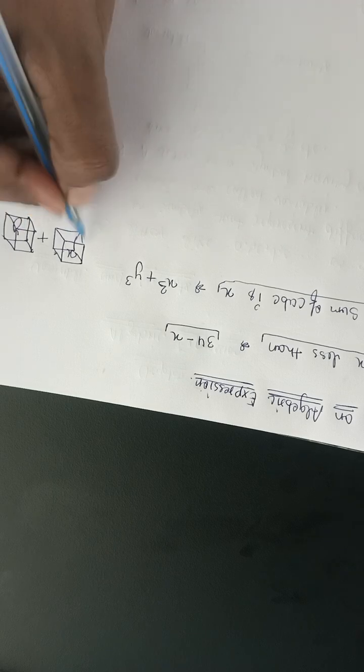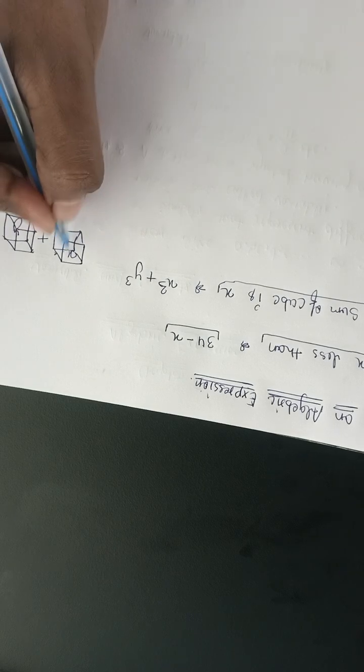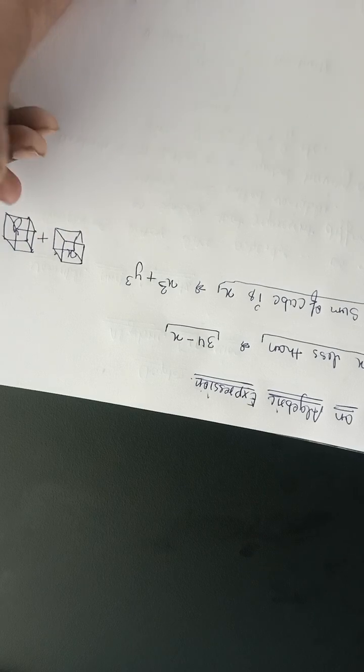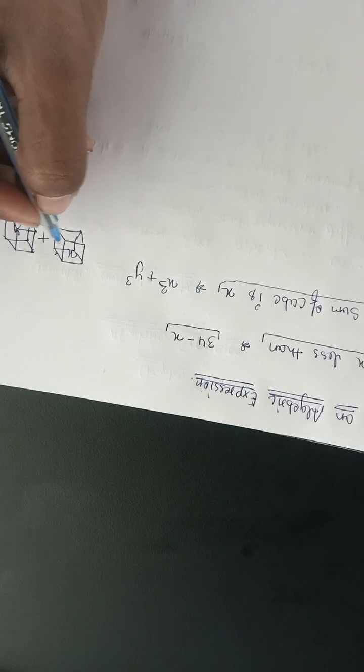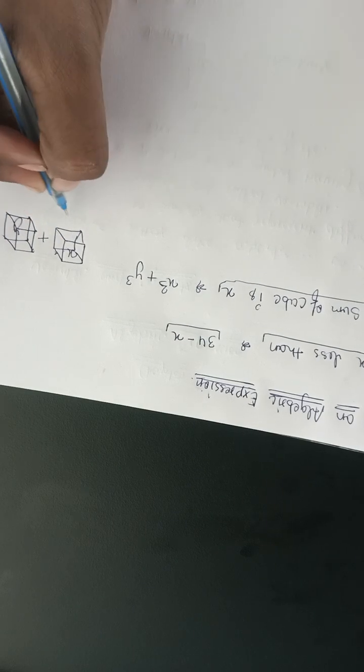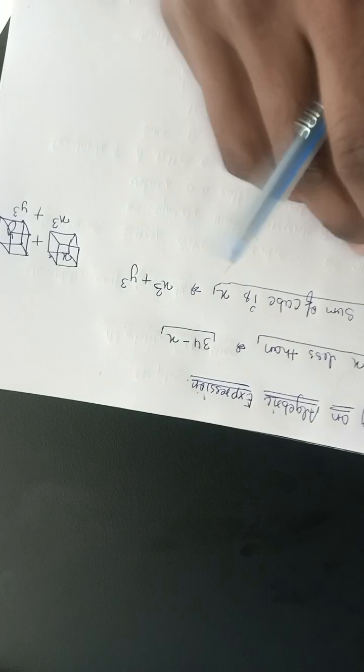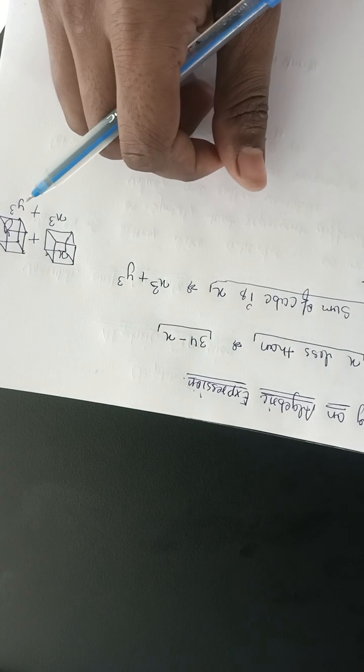The volume of a cube is the value of its length or breadth taken 3 times, because it has 3 faces. So here it will come x cube, and from here it will come y cube. So it is telling the sum of cubes, that is x cube plus y cube. So this is the simple determination of this.